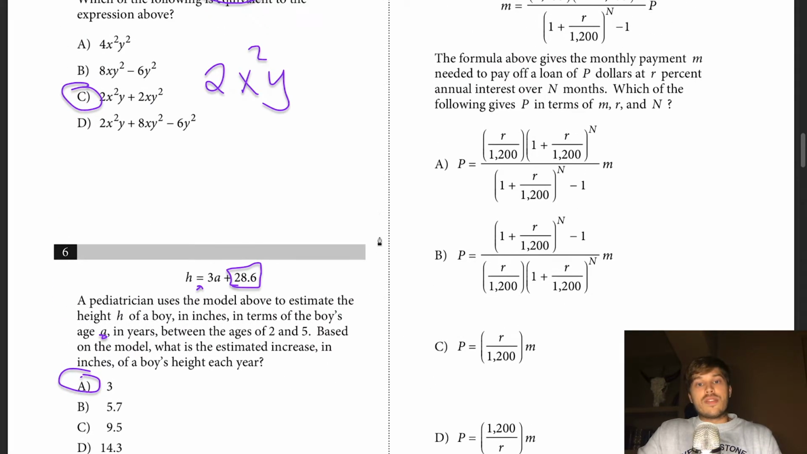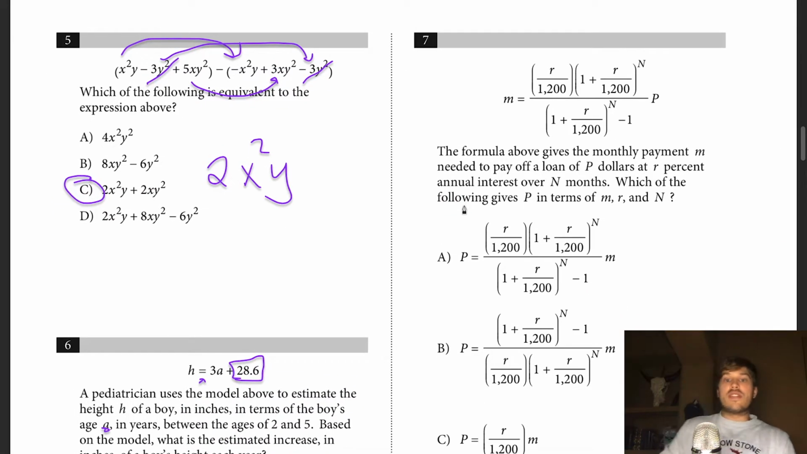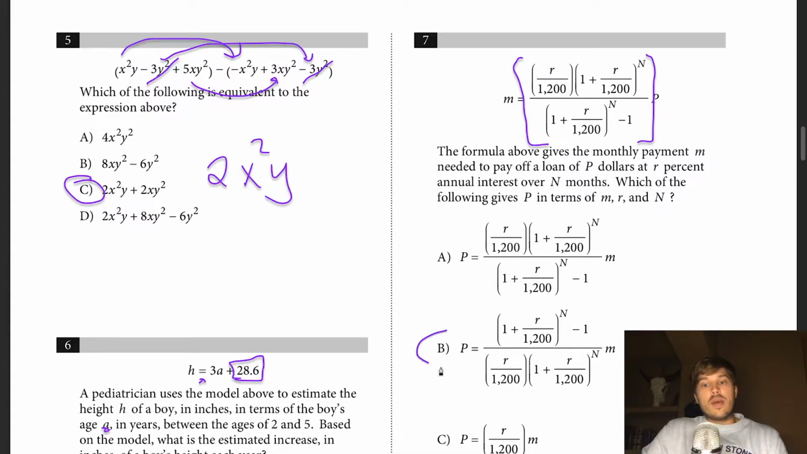Okay, let's look at number 7. What's this one saying? It says, which of the following gives P in terms of M, R, and N? Well, notice that P is out here by itself. It's lonely over here. So how do we get P by itself? We simply multiply by the reciprocal of this mumbo jumbo. So M times the reciprocal of all of this will equal P. So that is clearly B. Answer B is M times the reciprocal.